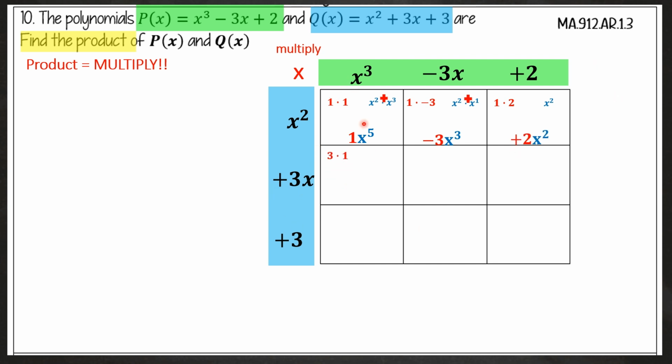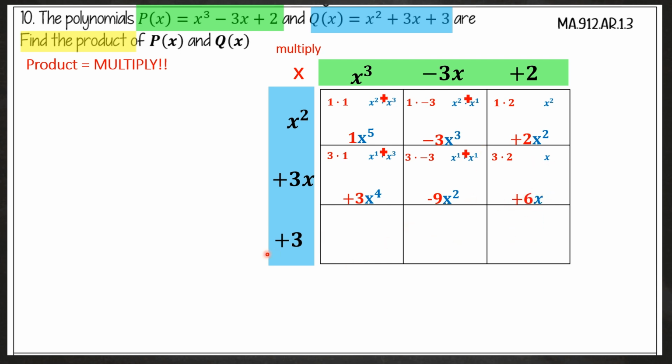Positive 3x multiplied by x to the power of 3. And I have 3 times 1, which is going to give me 3. And x to the power of 1 times x to the power of 3. And I get x to the power of 4. So my final term there is a positive 3x to the power of 4. Positive 3x times a negative 3x. And I'm going to get a negative 9x squared. Positive 3x times a positive 2. And I will have a positive 6x.